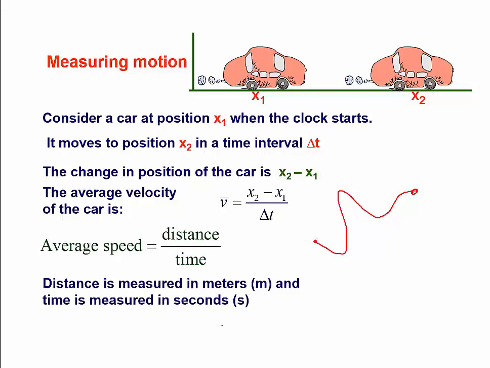Now, what is the unit for measuring velocity? Distance is measured in meter and the time is measured in second. Therefore, velocity is measured in meter per second. Now, what is the unit for measuring speed? The same thing, meter per second. All right.